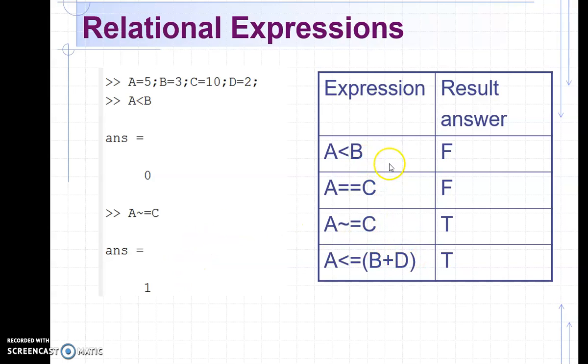Here's some others. Is A less than B? Is 5 less than 3? False. Is A equal to C? False. Is A not equal to C? True. And we'll do parentheses first. So is B plus D less than or equal to 5? Yep, that's equal. That's true.